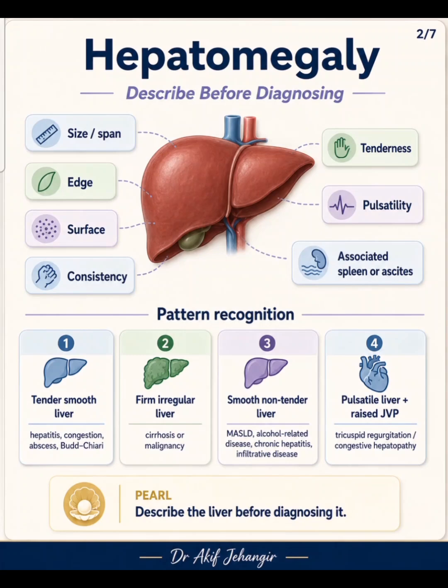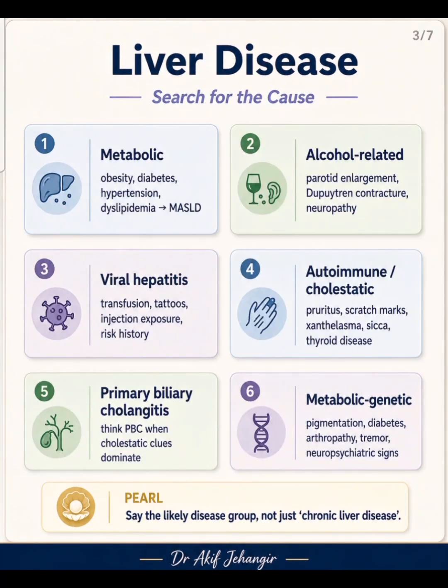A smooth, non-tender liver may suggest metabolic dysfunction-associated steatotic liver disease, MASLD, alcohol-related liver disease, chronic hepatitis, or infiltrative disease. A pulsatile liver with raised jugular venous pressure points toward tricuspid regurgitation or congestive hepatopathy. After recognizing liver disease, search for the cause. Obesity, diabetes, hypertension, and dyslipidemia suggest MASLD.